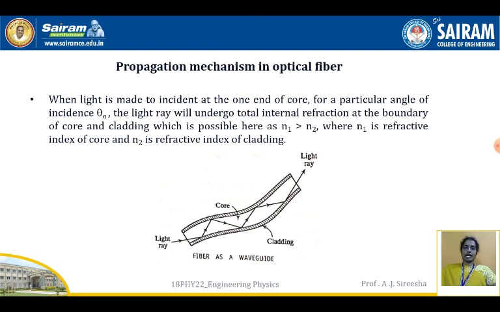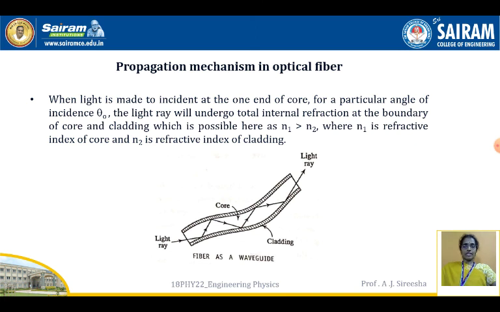If you can see here, the core and cladding interface is a point where the core and cladding are distinct. You can make a line here, that is the distinction. So at the core and cladding interface there is total internal reflection. Total internal reflection happens when the angle of incidence is greater than the critical angle, then the ray is totally reflected back in the same medium.